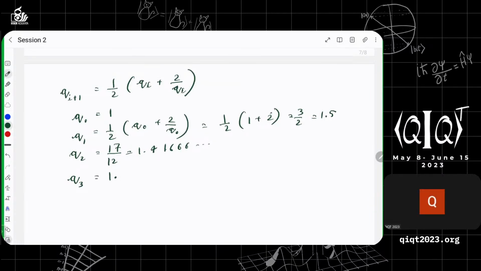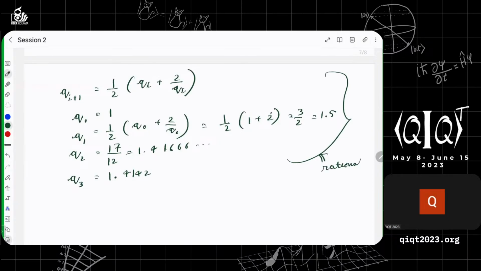Maybe q3. Okay, so q3 would be 1.4142, and all these are rational numbers also.